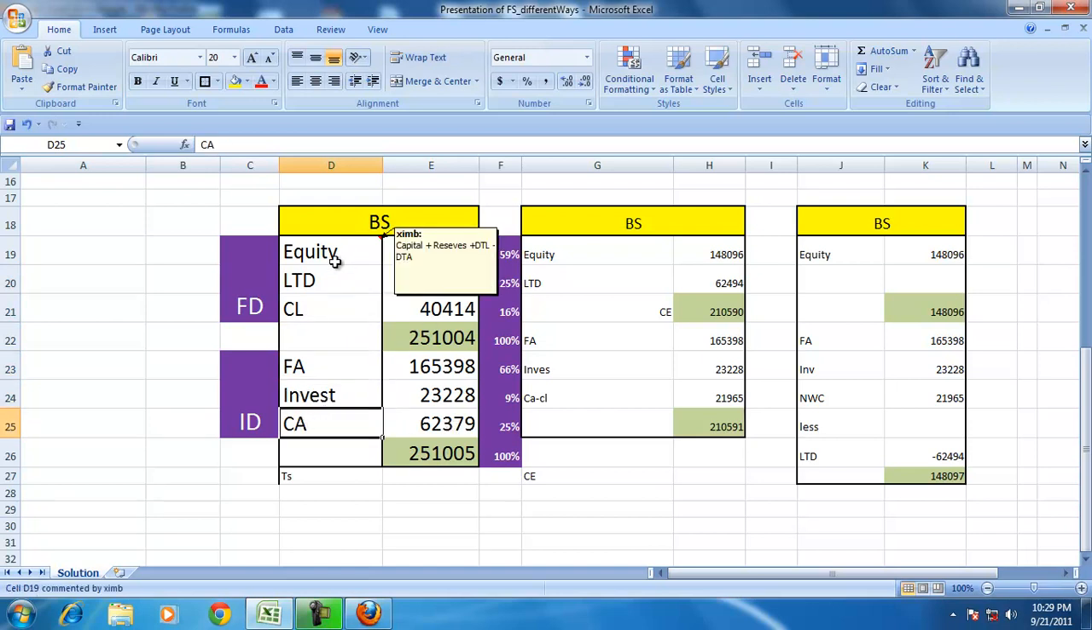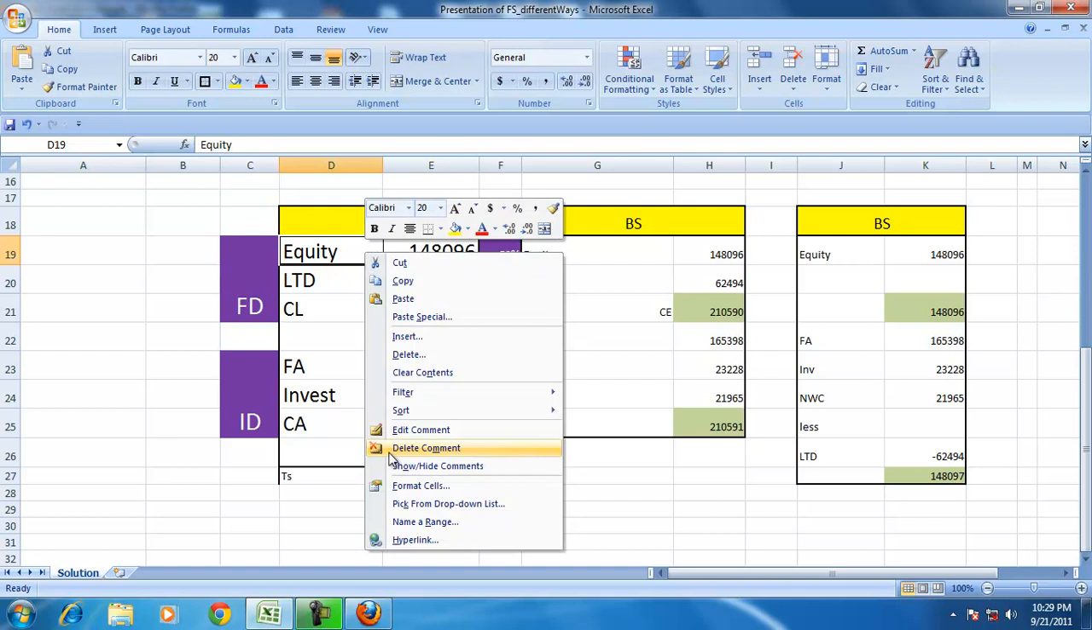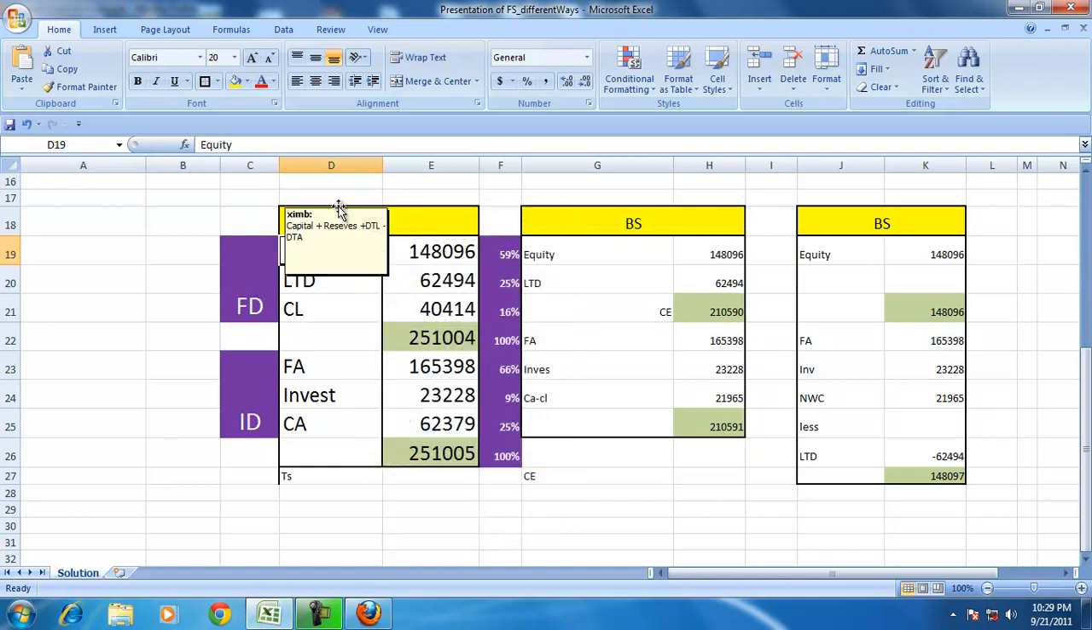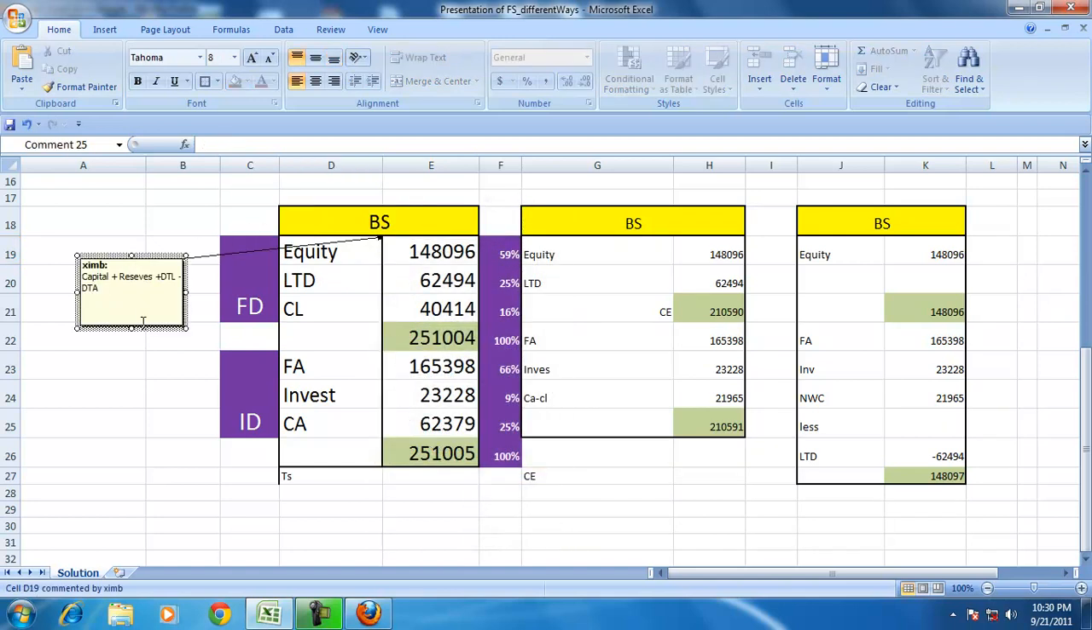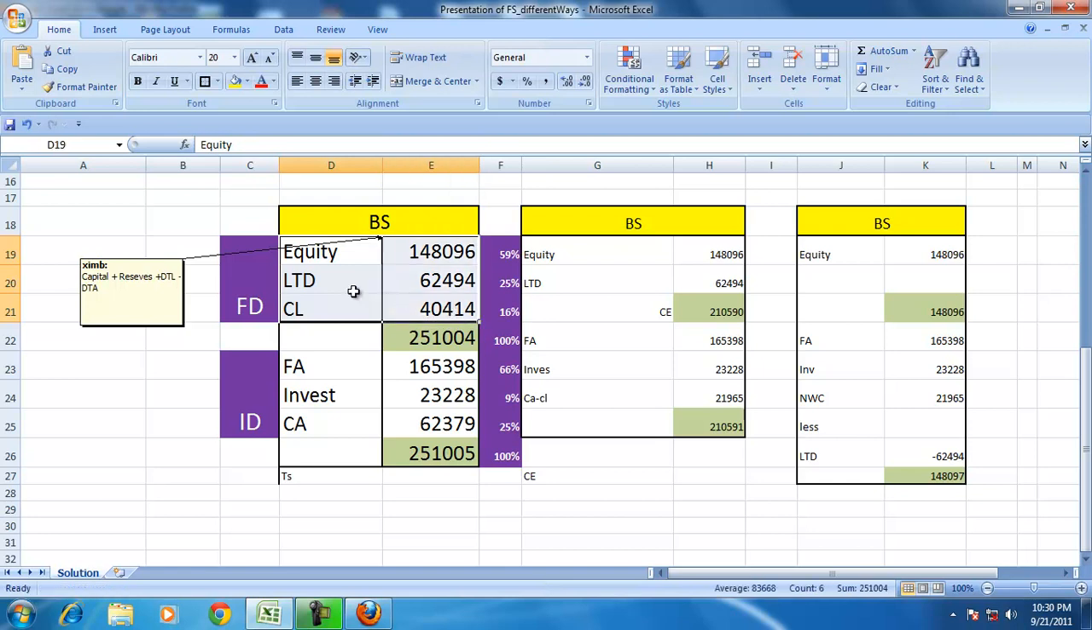While computing the equity, we have taken the capital, reserves and plus or minus the deferred tax asset or liability. In this case there was a deferred tax liability, the long-term debt and the current liability. The sources side of the balance sheet of any company shows the financing decision.